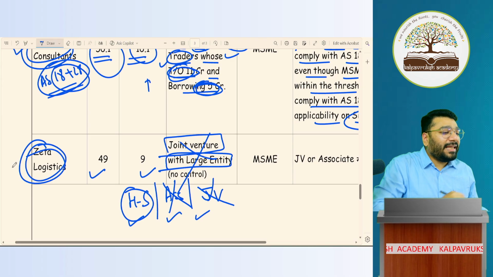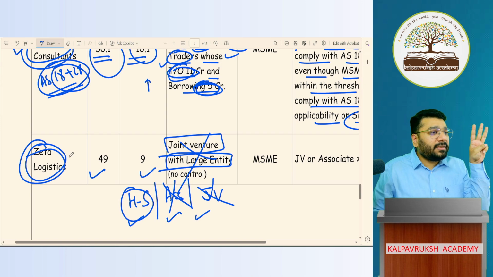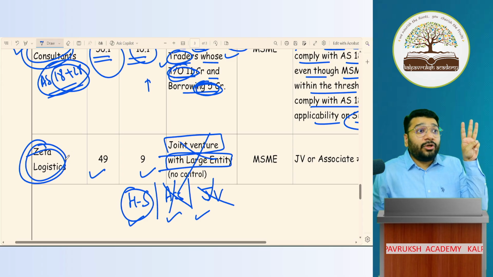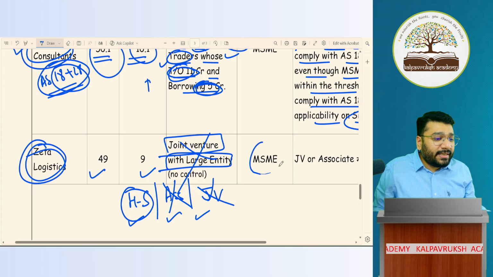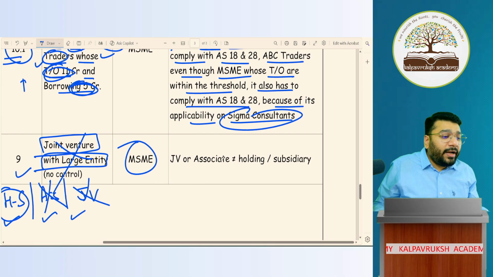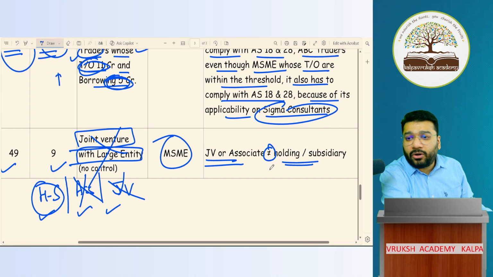Now, Zeta Logistics: not listed. Neither bank, FI or insurance. Third, turnover is not more than 50 crore. Borrowing is not more than 50 crore. Nor is it a holding subsidiary of a large entity. All the 5 conditions satisfied. It is MSME. Joint venture or associate is not equal to a holding subsidiary relationship. Okay, not okay.